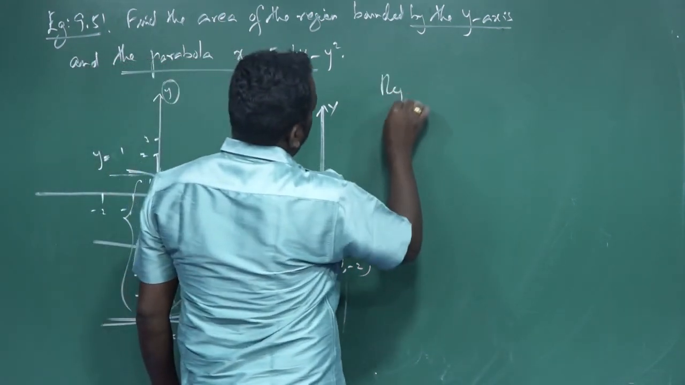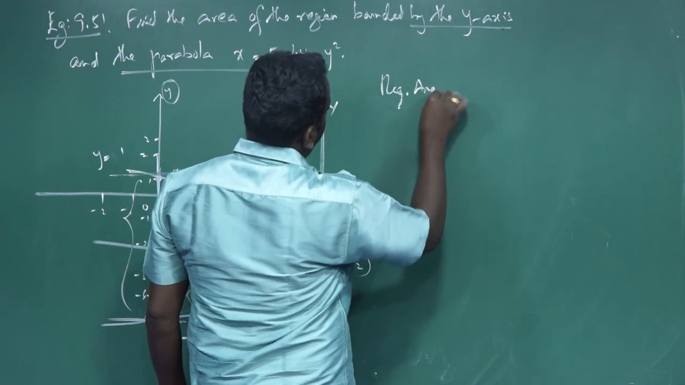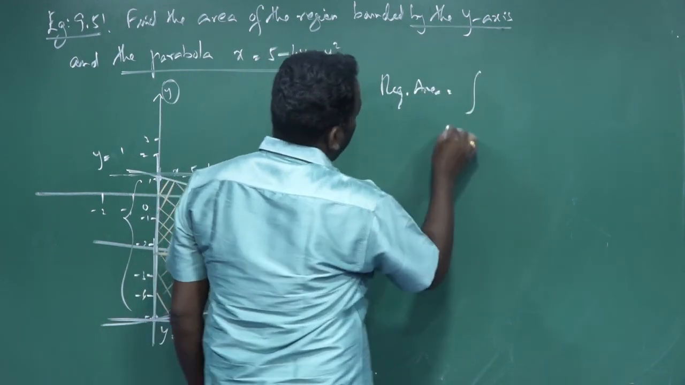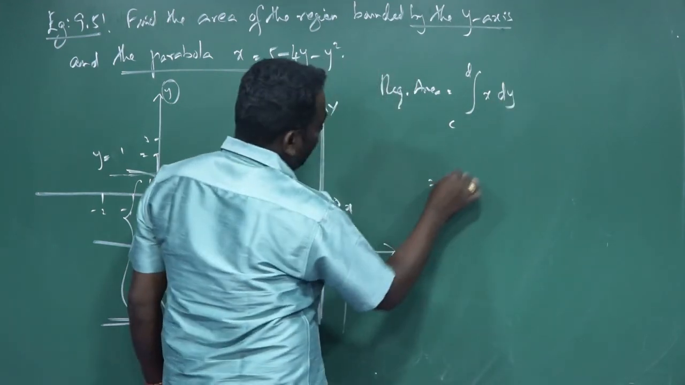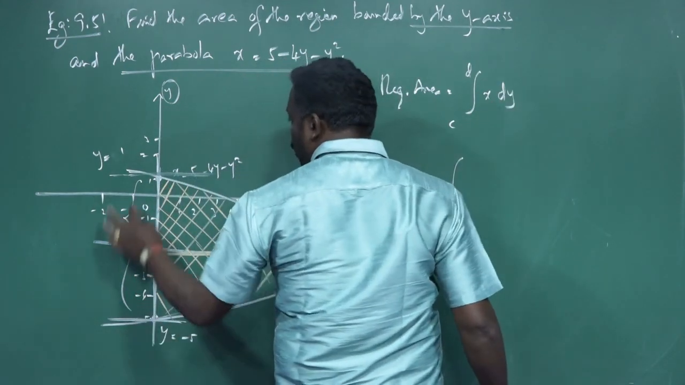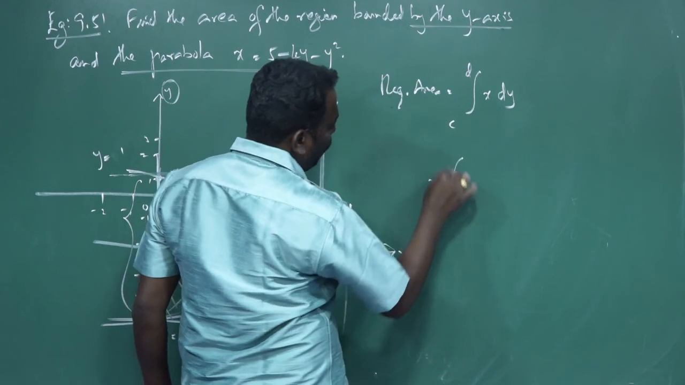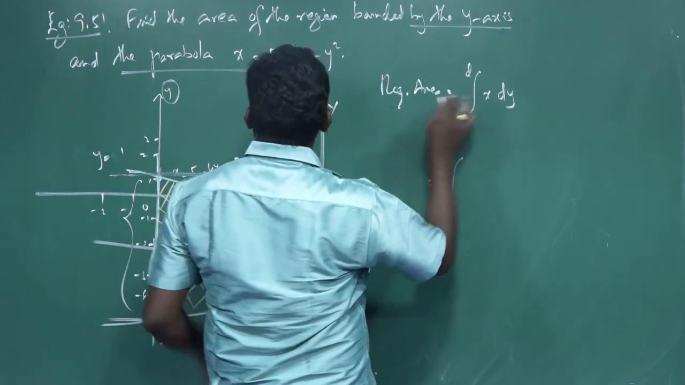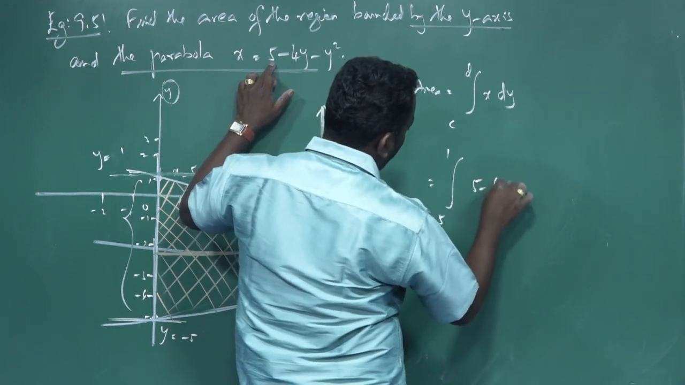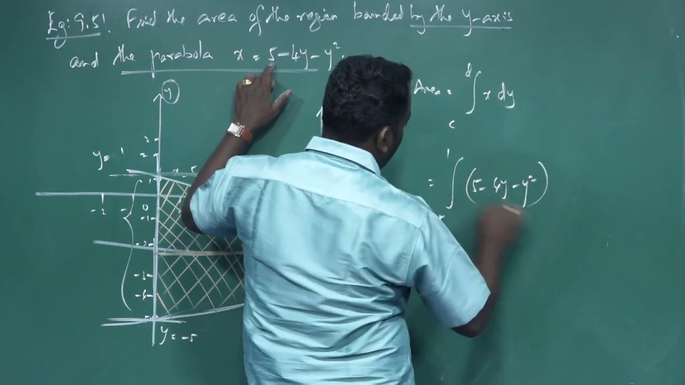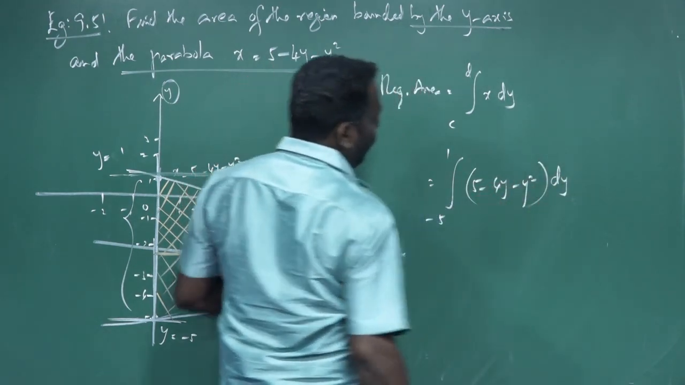Therefore the required area is equal to the integral of dx into dy, that is the integral from minus 5 to plus 1 of x dy. From this equation, what is the x value? It is 5 minus 4y minus y square, into dy.